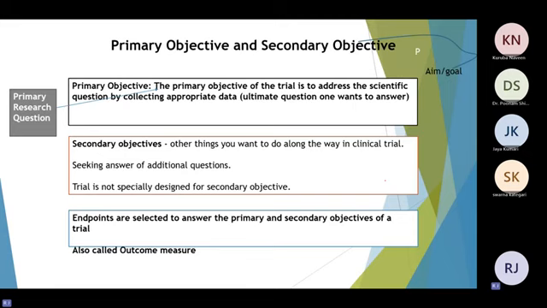The primary objective and the secondary objective. This is very critical. Okay. So what is a primary objective? Whenever we have to determine anything in our work, we always set the objective, right? We always set the goal. The same thing applies in the clinical trial as well. So primary objectives or secondary objectives are nothing but the goal or aim, why we are doing that particular trial.